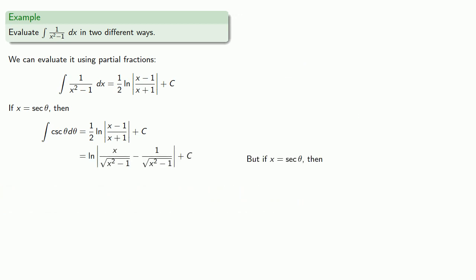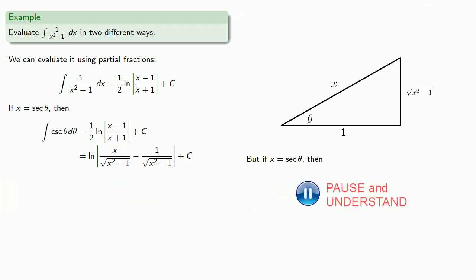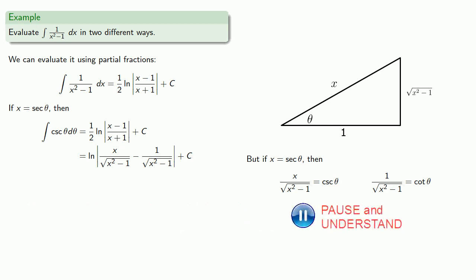But if x is equal to secant theta, then we can draw our right triangle, where we can make our hypotenuse x and our base 1. That makes the other side square root x squared minus 1. And we find this quotient x divided by square root x squared minus 1, well, that's cosecant theta, and this other rational expression is cotangent theta. And so the integral of cosecant theta is log cosecant minus cotangent theta.